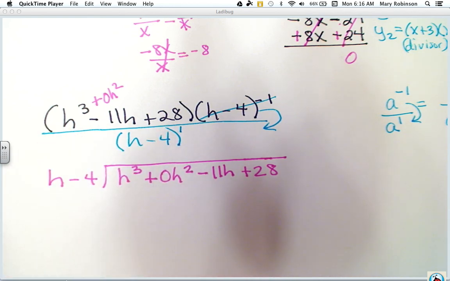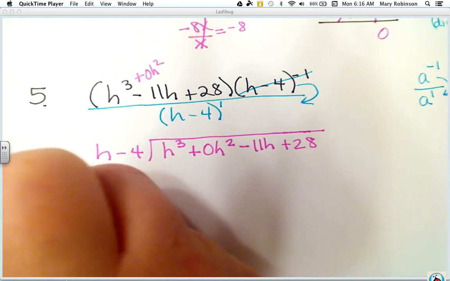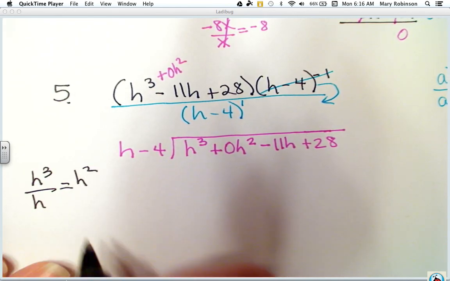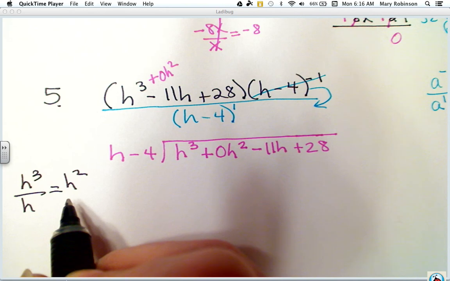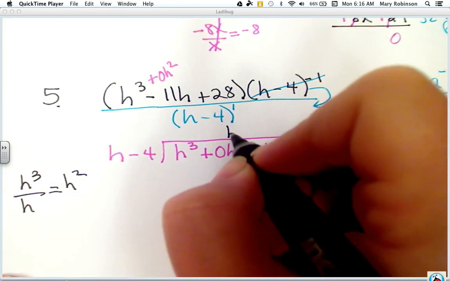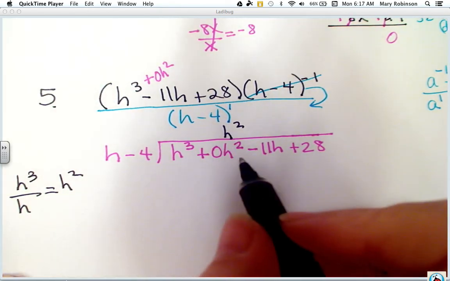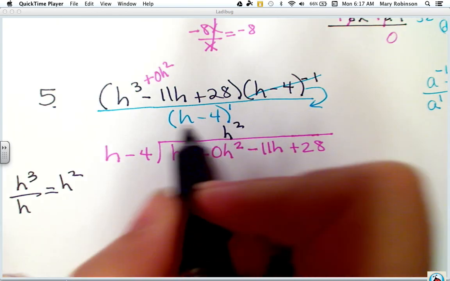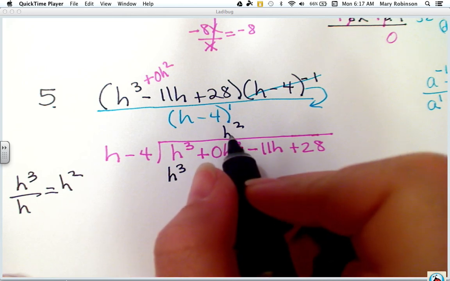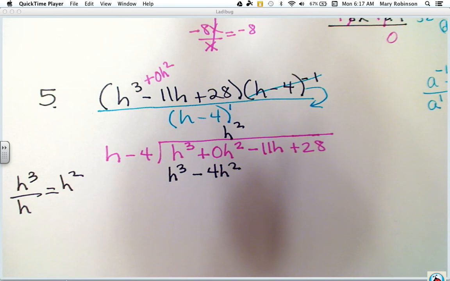So we're going to repeat the process again. We take the first term in our dividend, h cubed, and divide by h. That gives us h squared. Because we have this h squared, we need somewhere to write it over. So now that we have this 0h squared term, we'll be able to do that. So h squared will go above 0h squared. Repeat the process and distribute. H squared times h is h cubed. H squared times negative 4 is minus 4h squared.